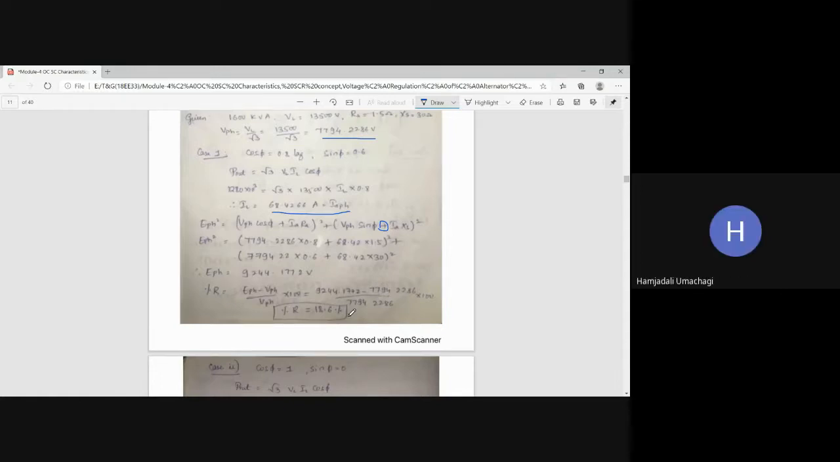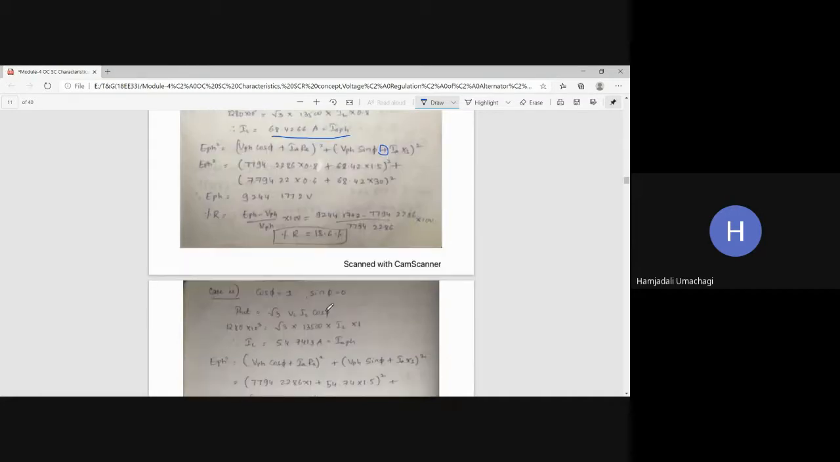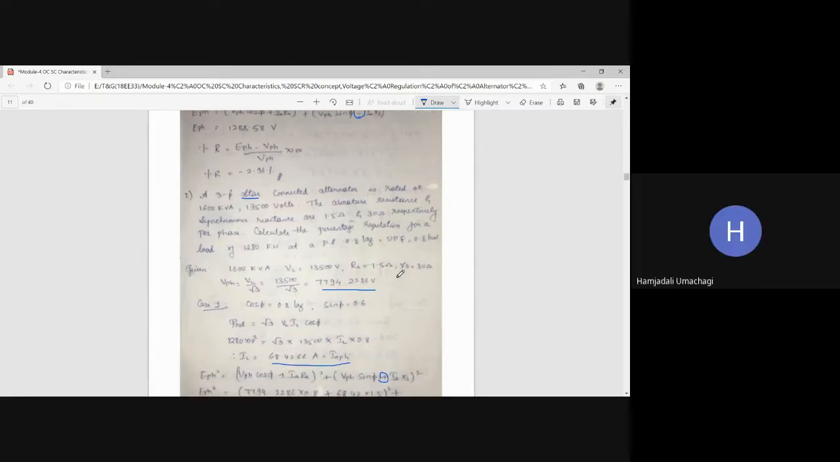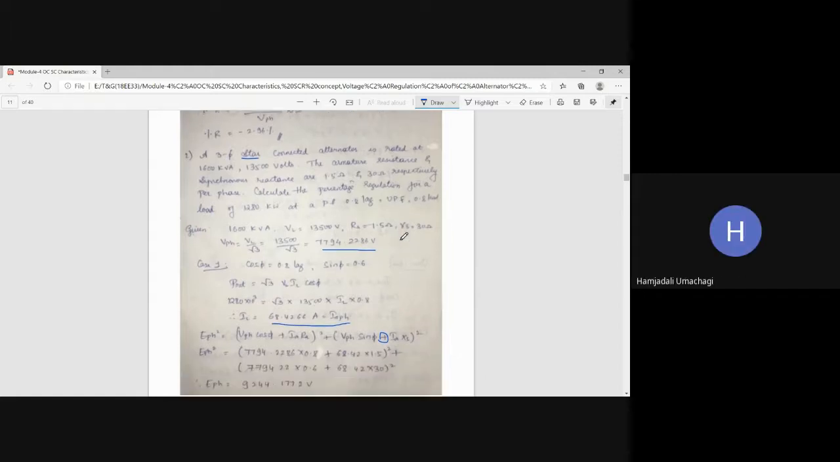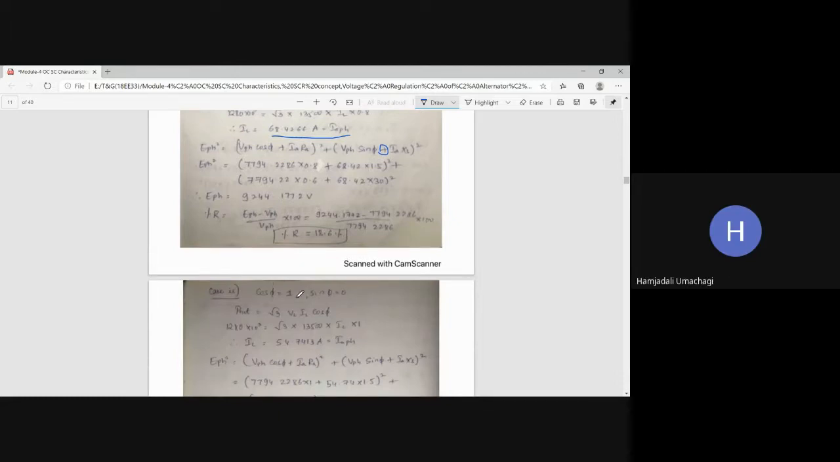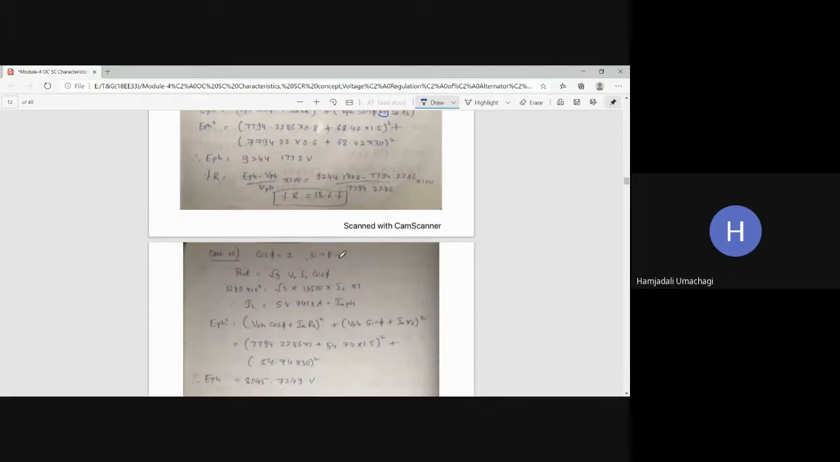Okay, so this is the voltage regulation of the alternator when it is connected with lagging power factor load. Now we'll move to case number 2. What is case number 2? Resistive load, sir. It is UPF, unity power factor load, which means resistive load. So what will be cos phi now? 1. For this case, cos phi will be equal to 1. If cos phi is 1, then what about sin phi? Sin phi will be 0 because here phi will be 0. Sin 0 is 0.